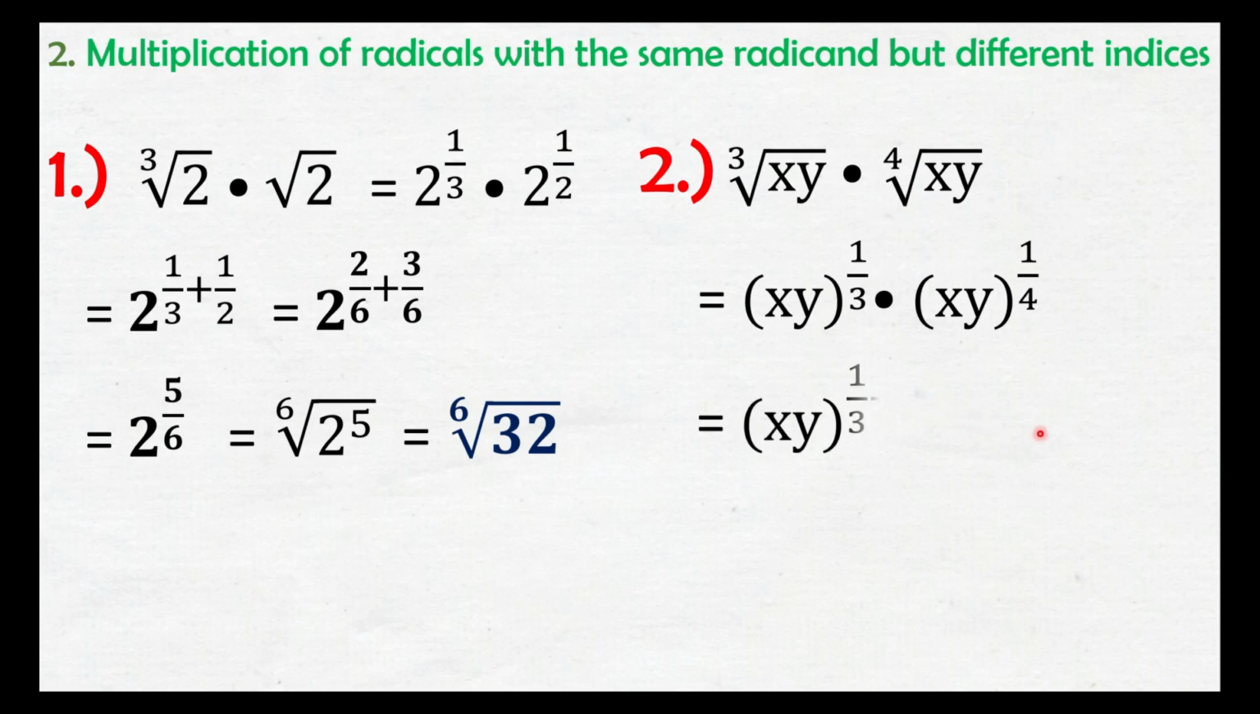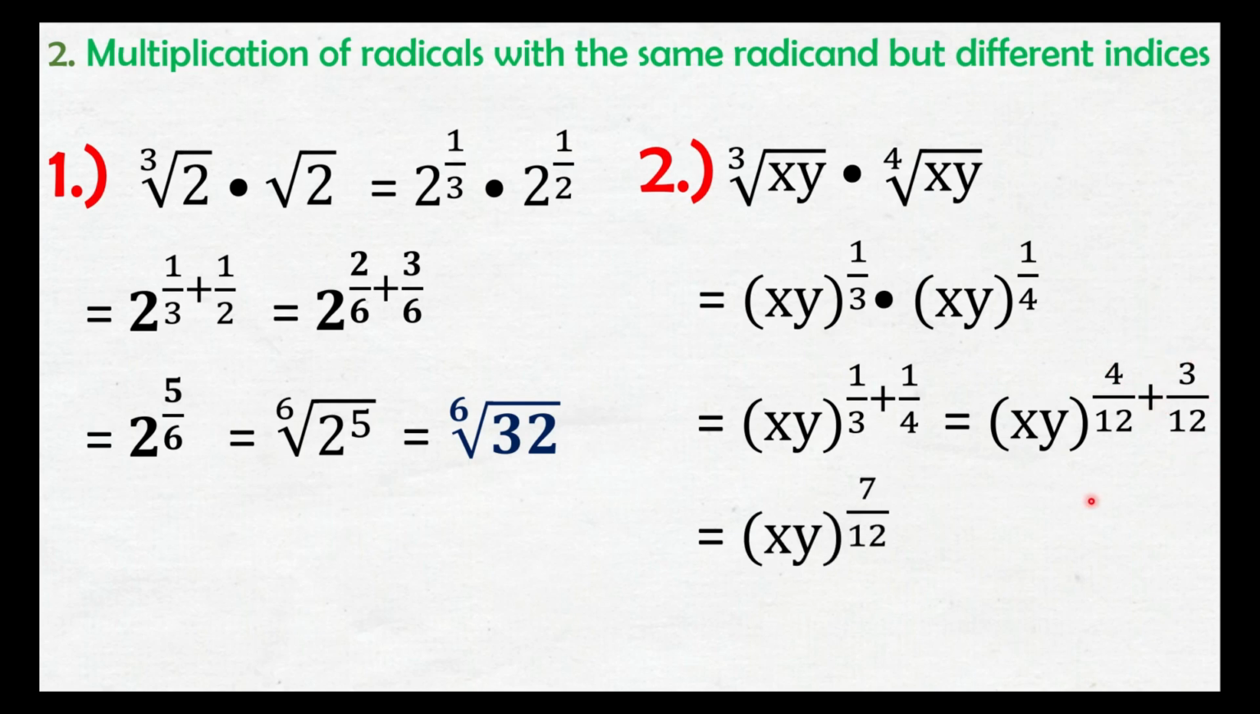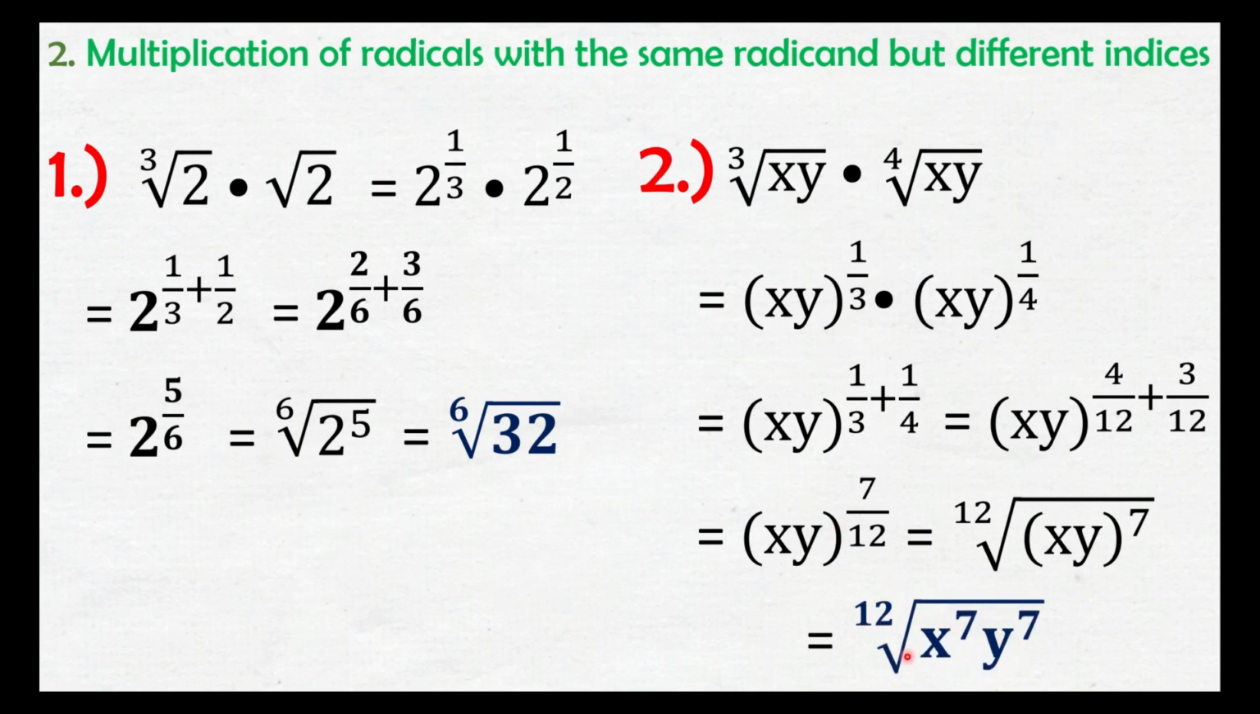And then, add natin yung mga exponent, 1 over 3 plus 1 over 4. Yung LCD niyan is 12. So, we have quantity xy raised to 4 over 12 plus 3 over 12. So, 4 plus 3, that is 7, di ba? And then, transform it back sa radical form niya. So, we have 12th root of quantity xy raised to 7, or we can rewrite this as 12th root of x raised to 7, y raised to 7.